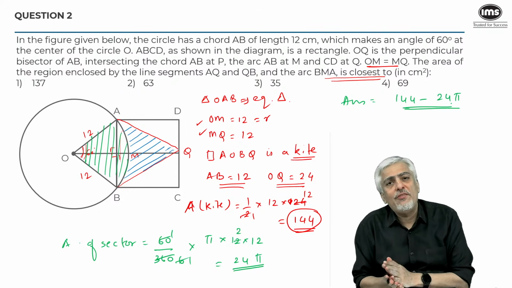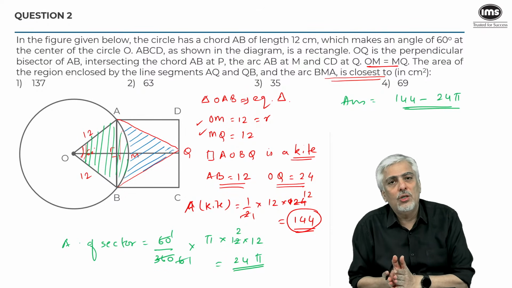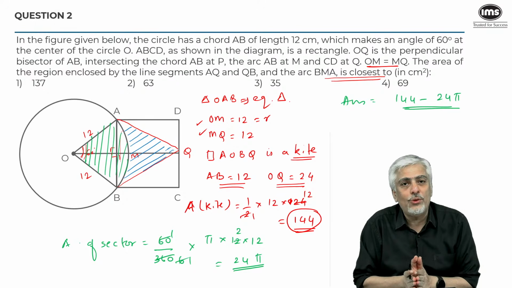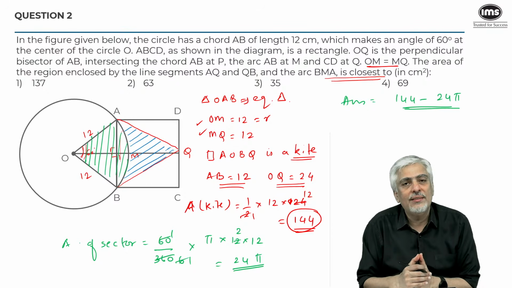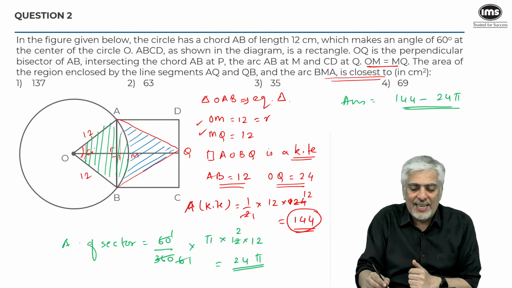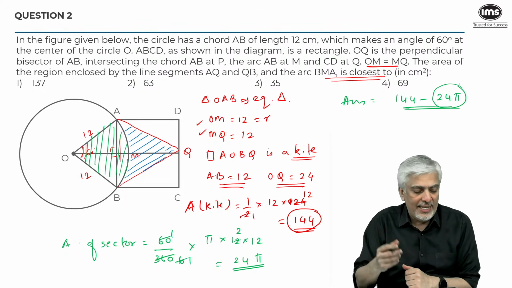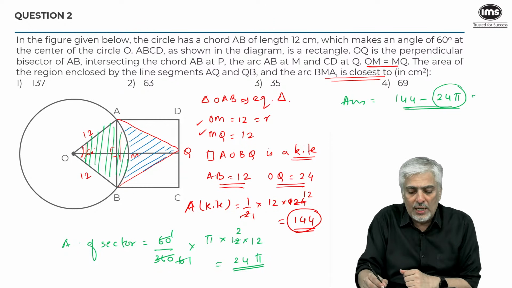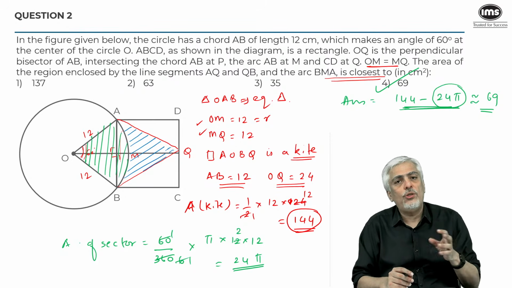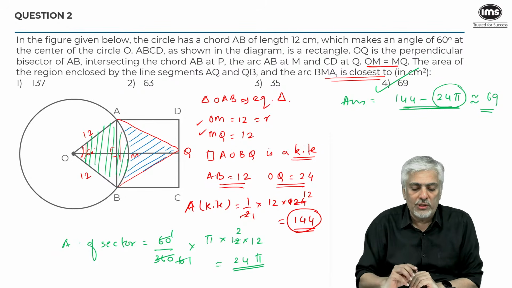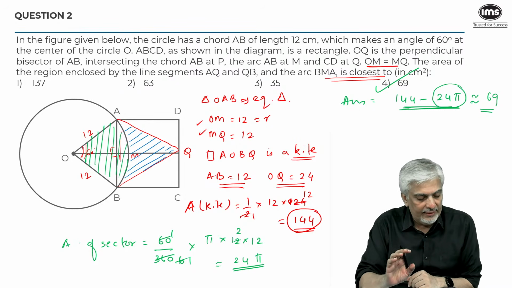24 pi, which means 24 into 3.14. Okay, so 24 into 3 is 72. 24 into 0.14 will be approximately another 2 point something. I don't know the exact answer for 24 pi offhand, you all can tell me the exact answer, and once you solve it, you get approximately 69, which is my fourth option. This calculation, you all can open up the calculator and do 24 into 22 upon 7, 24 into 3.14, whatever you want to do, and get the answer.